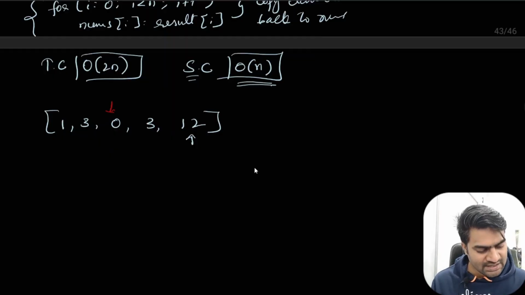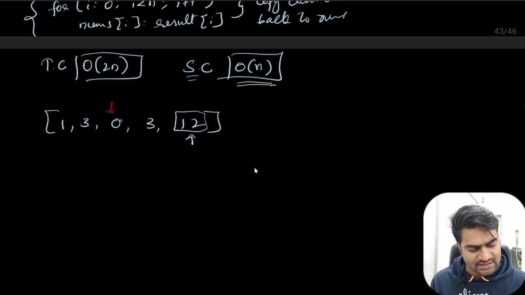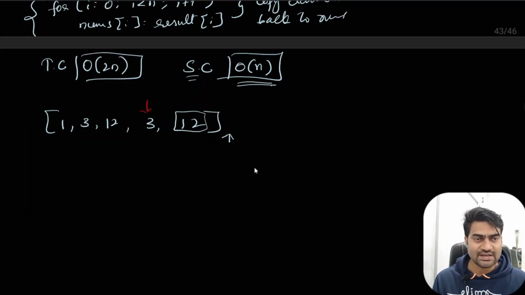Okay. Now again we got a non-zero number. So I will simply copy this here. So I will remove this 0 and I will copy 12. Now our pointer will move to the next number and this pointer will move out of the array. So now we moved all the non-zero numbers towards left, right?